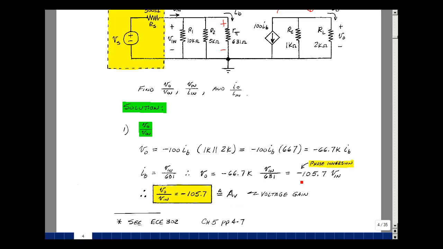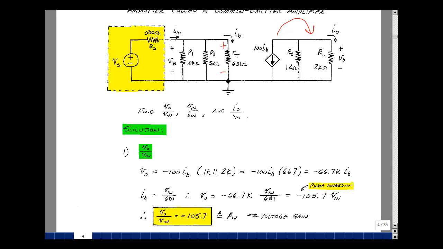Now there's a minus sign here, and what this means is that if you put a sine wave input, the output is going to be phase shifted by 180 degrees. In other words, when the input goes up, the output goes down. This is actually useful in some applications for boosting signal across a load. Let's find the input resistance to our circuit.